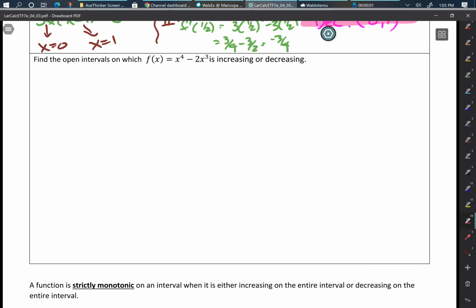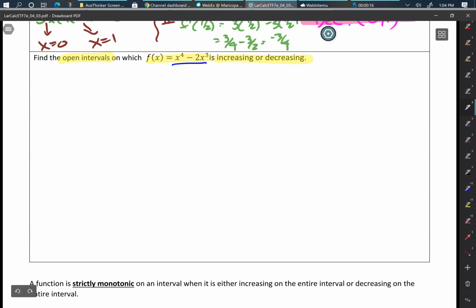Welcome back to part 2 of section 4.3. We're working on finding those open intervals on which a function is increasing or decreasing. So I've got my function here. I'm going to do the same thing I did last time. I'm looking at a quartic equation with a positive leading coefficient.